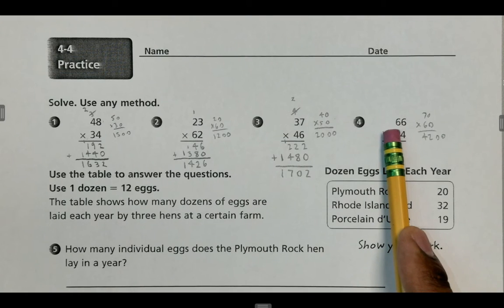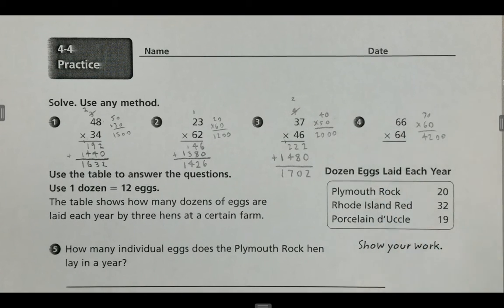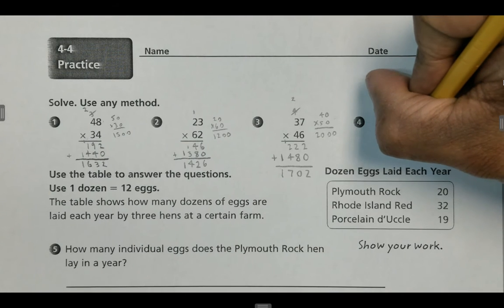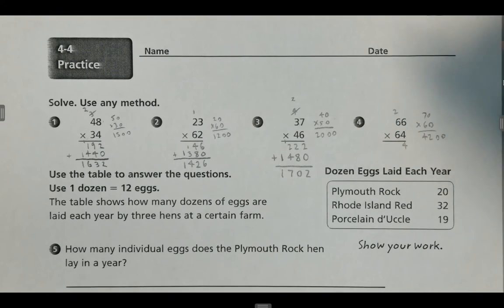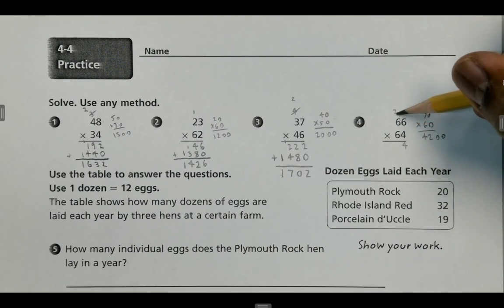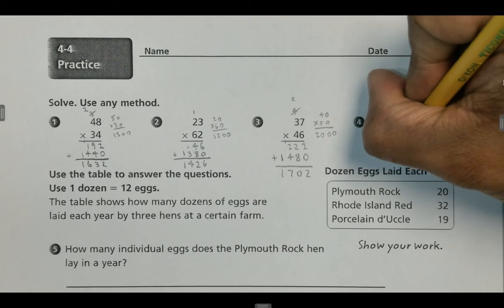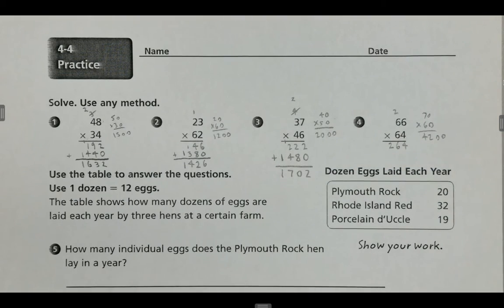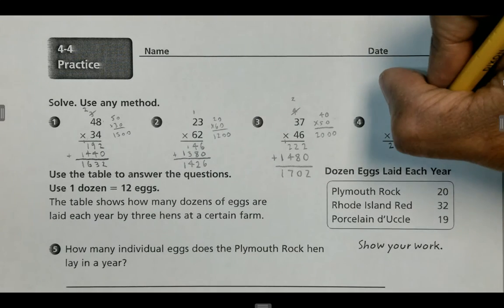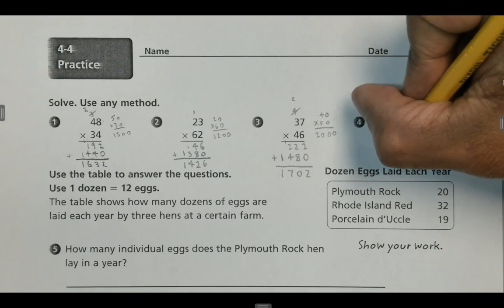Our first row is 66 multiplied by 4. 4 times 6 is 24. 4 comes down, 2 gets carried. 4 times 6 is 24, plus the 2 is 26. I'll cross out the 2. I'll put my placeholder 0 down.